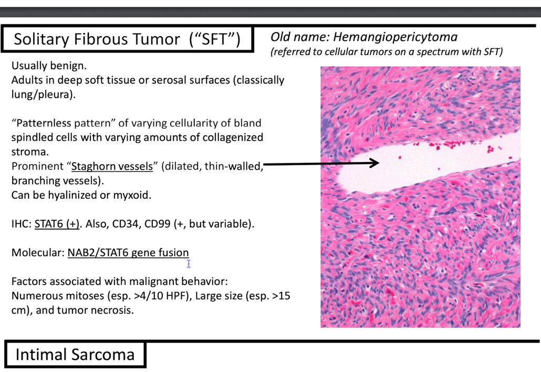You'll have this patternless pattern of varying cellularity of bland spindle cells with varying amounts of collagenized stroma. You'll have prominent staghorn vessels. It can be hyalinized or myxoid. It'll be positive for STAT6, also CD34 and CD99 positive, but variable. And molecularly, you'll have this NAB2-STAT6 gene fusion.